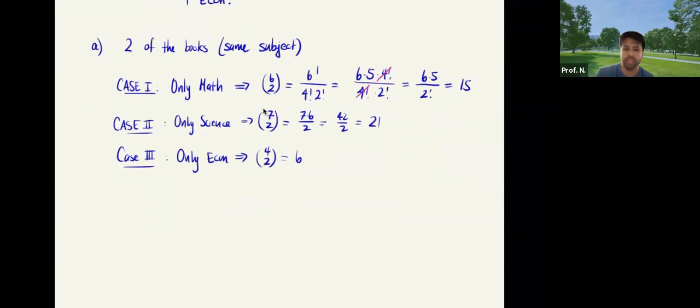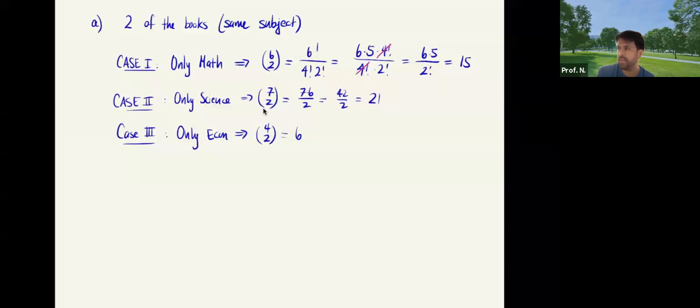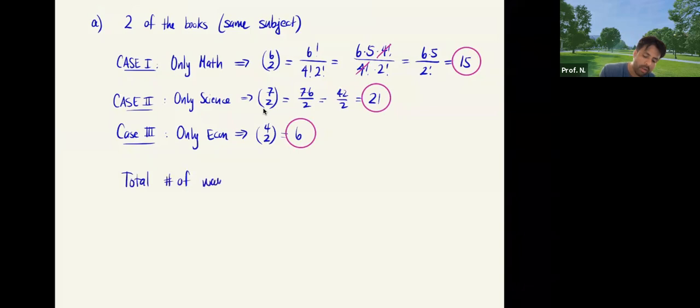And of course, these are mutually exclusive cases. That's the very reason why we're talking about cases, because they're not overlapping. You either have only math, only science, or only econ. So because they're mutually exclusive events, we can add these up together, right? So the total number of ways is 15 plus 21 plus 6, which would be what? 15 plus 27, which would give you a grand total of 42 ways.